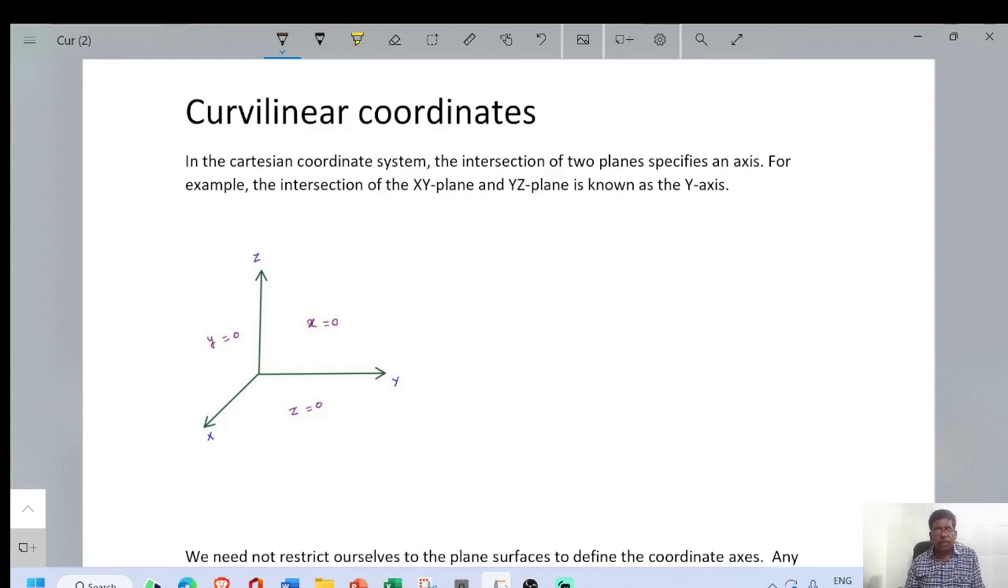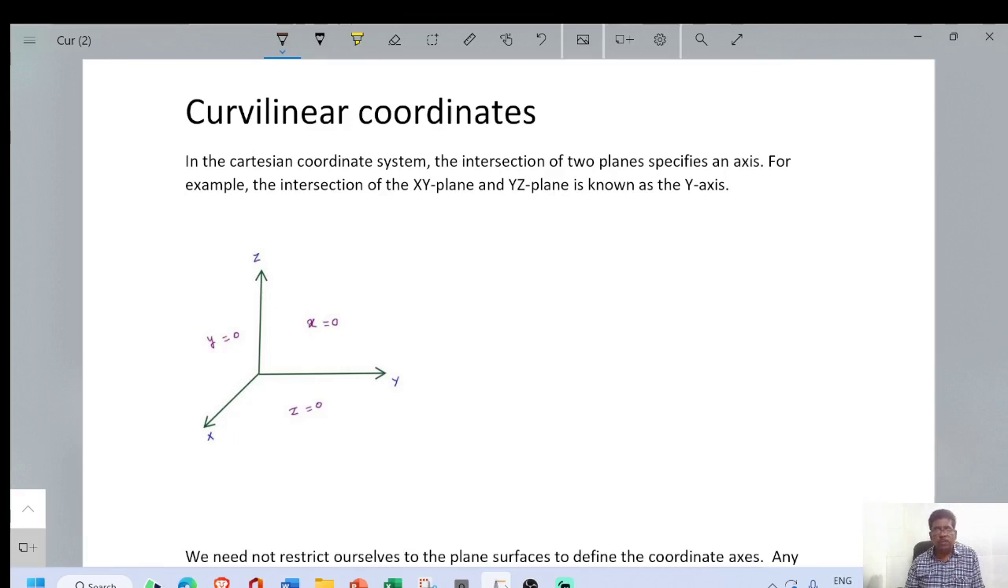Here xy, yz and zx are the three planes. In the xy plane, the value of z is equal to 0. In the yz plane, the value of x equal to 0. In the zx plane, the value of y equal to 0.